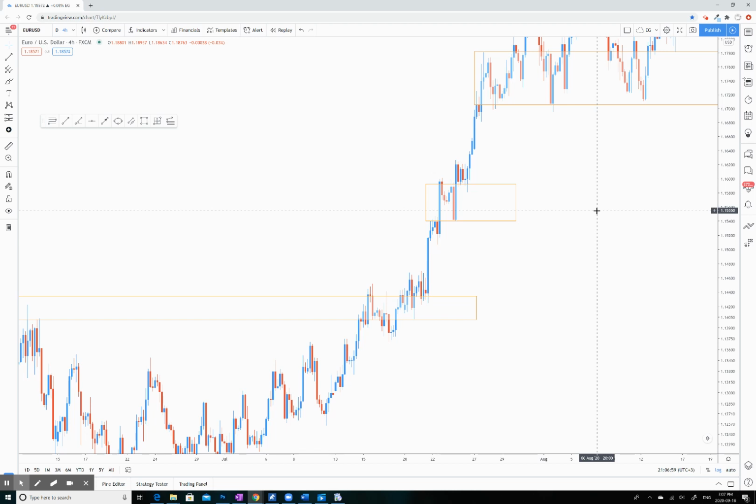Next, we're going to talk about structure. I already briefly spoke about structure and the different types of structure, but what I want to get into is making sure that the structure you're looking at is valid.